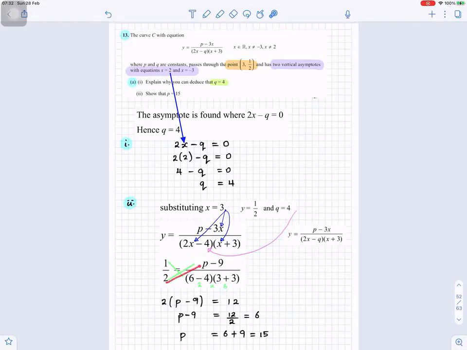So 2 times p minus 9 is equal to 6 minus 4, which is 2. 3 plus 3 is 6. So 2 times 6 is 12. So it'll be 12 times 1, so that's 12 on the right-hand side. Then you divide by 2 first. So p minus 9 is equal to 6. 12 divided by 2 is 6. You take minus 9 to the other side. p is equal to 6 plus 9. That gives you 15.